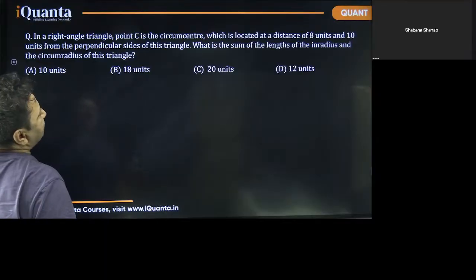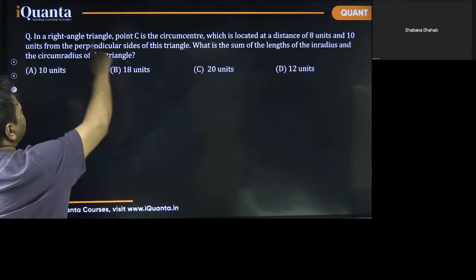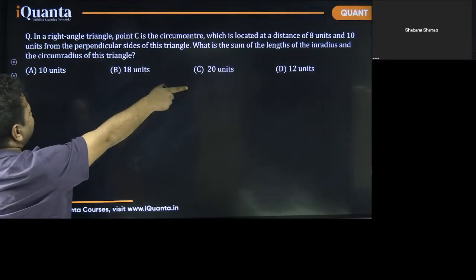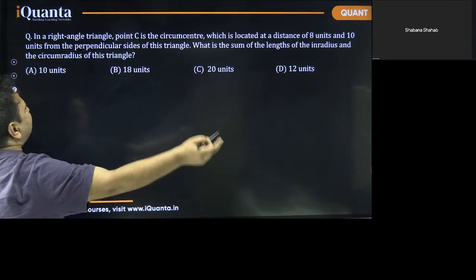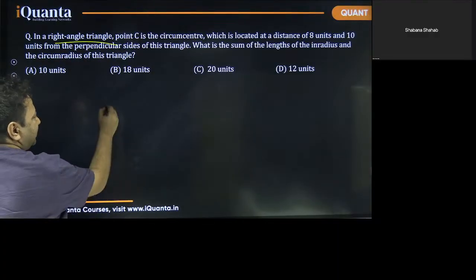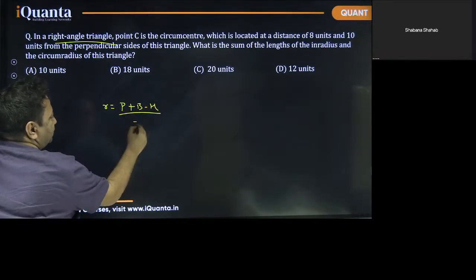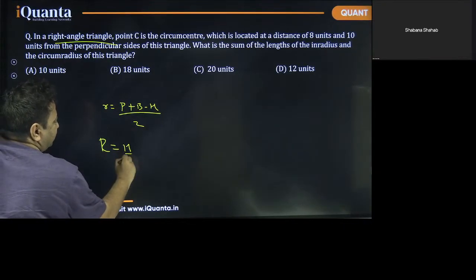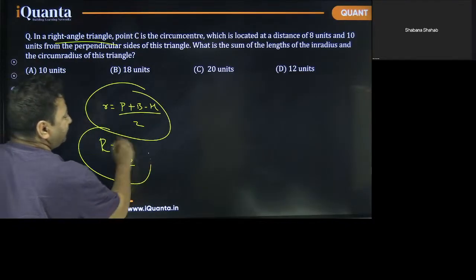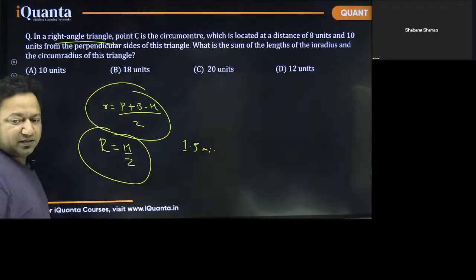Right angle triangle, C is the circumcenter, located at a distance of 8 units, 10 from the perpendicular side, sum of lengths of inradius, and now this is for a right angle triangle. You know, the inradius and circumradius are nothing but, when you say inradius, it is perpendicular plus base minus hypotenuse whole upon 2, and circumradius is hypotenuse upon 2. So if you know this, the question is doable within 1.5 minutes or maybe less, but this should be done.